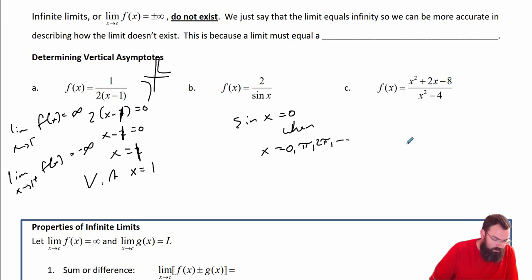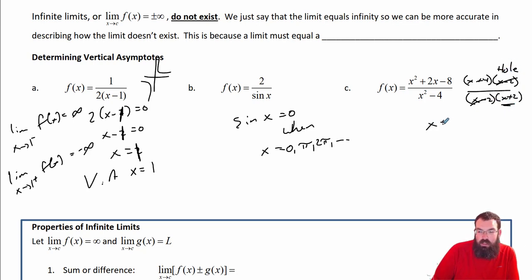And then the last one there, I can factor out the top. I get x plus 4, x minus 2, and then the bottom is x minus 2, x plus 2. So the x minus 2's cancel. That's a hole. That's a removable discontinuity. But you have a vertical asymptote when x is equal to negative 2. So you have a vertical asymptote when x is equal to negative 2. Pretty easy. Again, we've done that stuff before, so it's not that big of a deal.